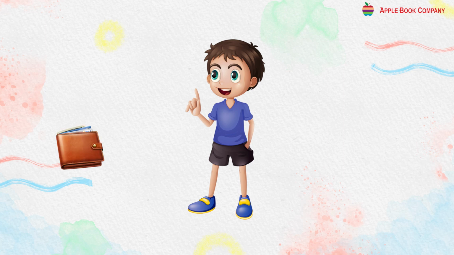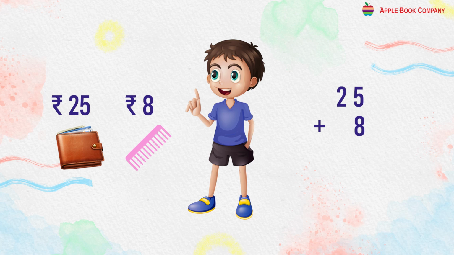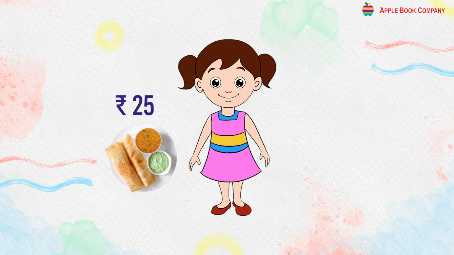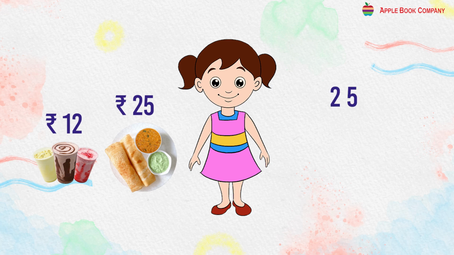Jane bought a purse for 25 rupees and a comb for 8 rupees. How much will she have to pay to the shopkeeper? You just have to add 25 plus 8. You will get 33. Then Alice bought a dosa for 25 rupees and a milkshake for 12. So how much money did she pay? Add 25 plus 12. So you have 37 rupees.